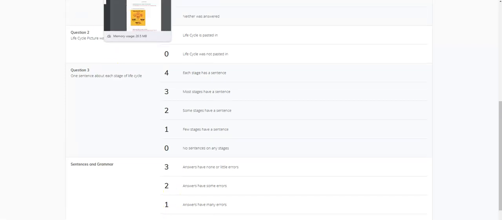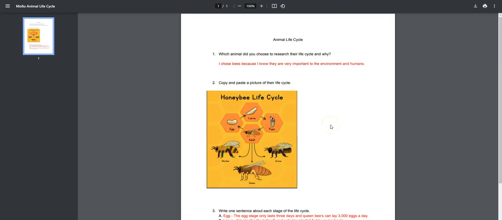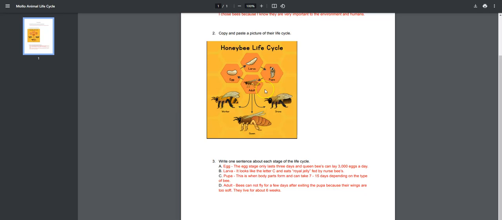So if you want to know what it looks like, here's an example of mine. So I chose bees because I know they're very important to the environment and humans. So perfect answer for number 1. There's a picture straight from Project Lead the Way of a bee and their life cycle. So starting as an egg and then going to a larva, then a pupa, and then an adult.